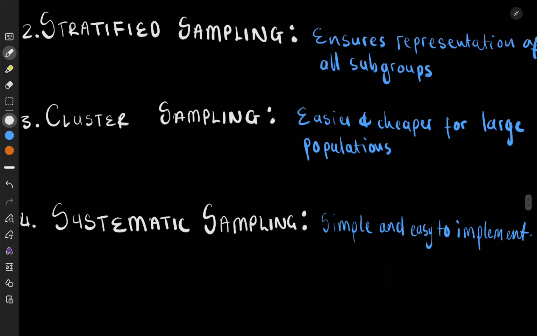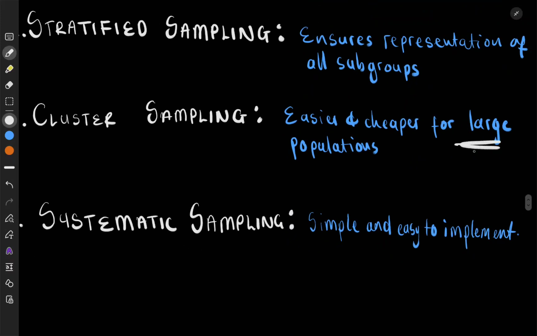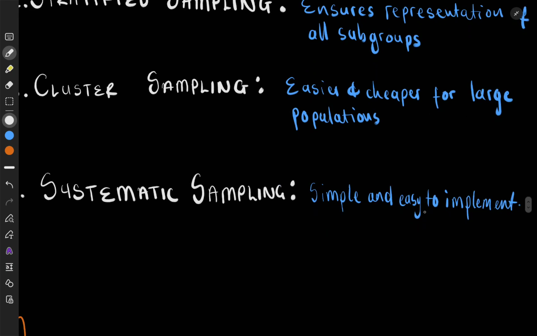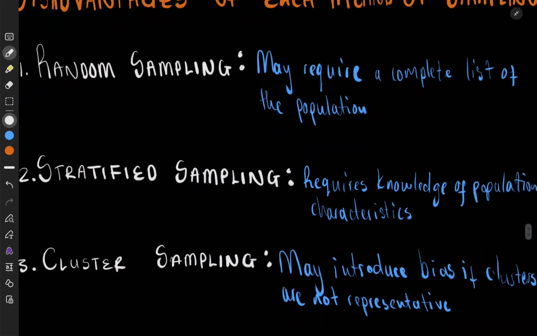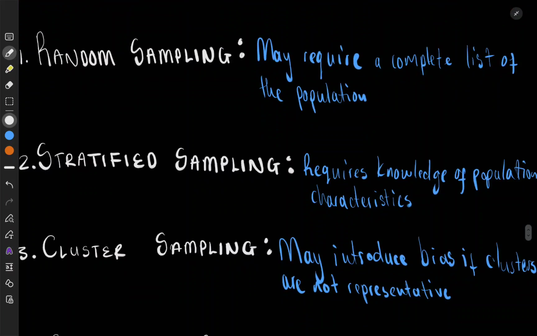Cluster sampling, we said it is used for large populations. It is easier and cheaper for large populations. Systematic, it is easy to implement. That's the thing, it is the easiest. All right, good. Now, what about the disadvantages, which we never talked about?